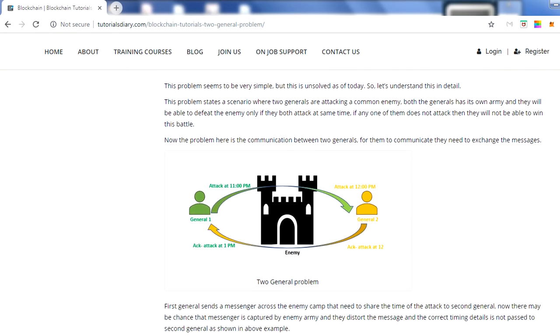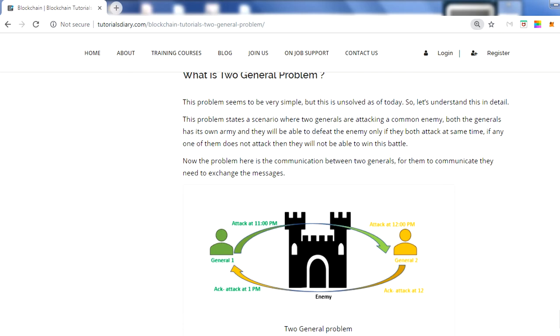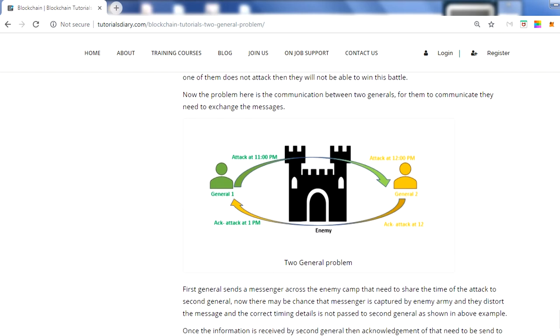So this diagram will explain everything. Let me make it bigger, maybe it is small here. As you can see, there are two generals, general one and general two, and they have to attack one enemy, right? The point here is that only if they both attack at the same time will they be able to win the battle. Otherwise, if one does not attack and one attacks, then they may lose the battle. So this is a key point here: both have to attack at the same time.